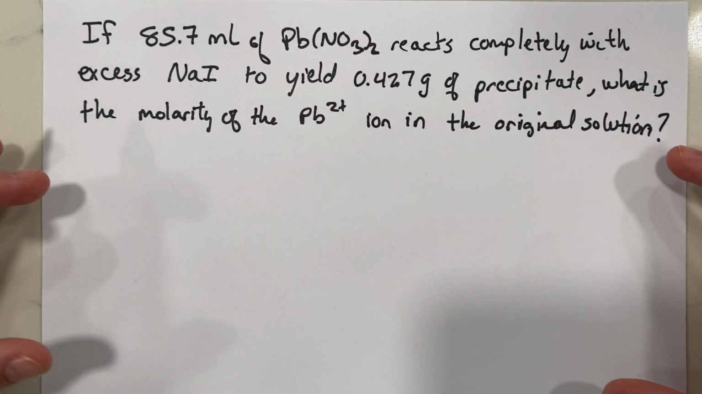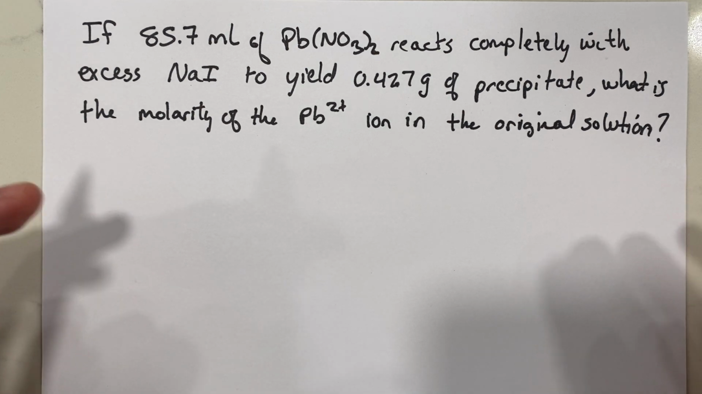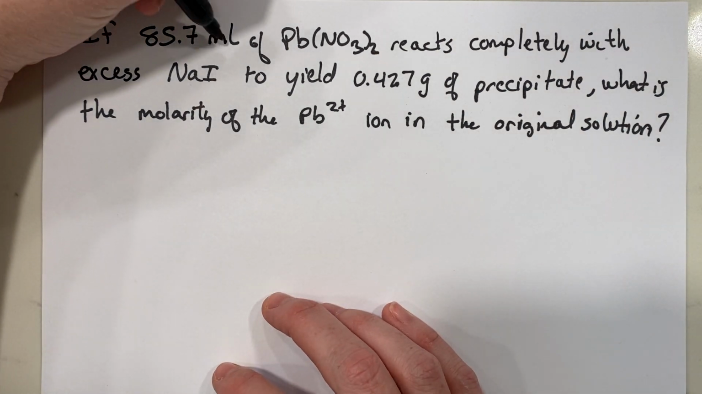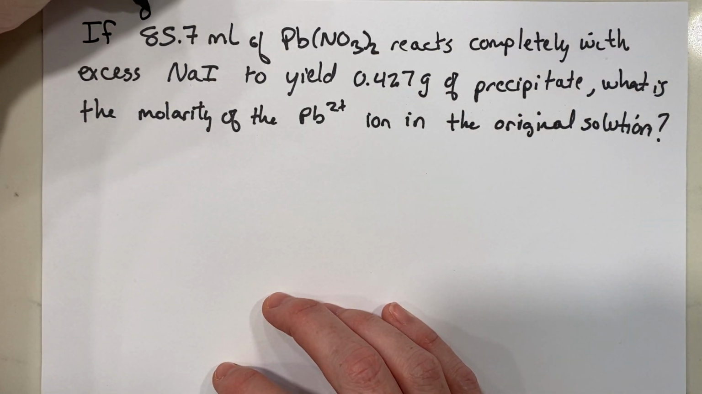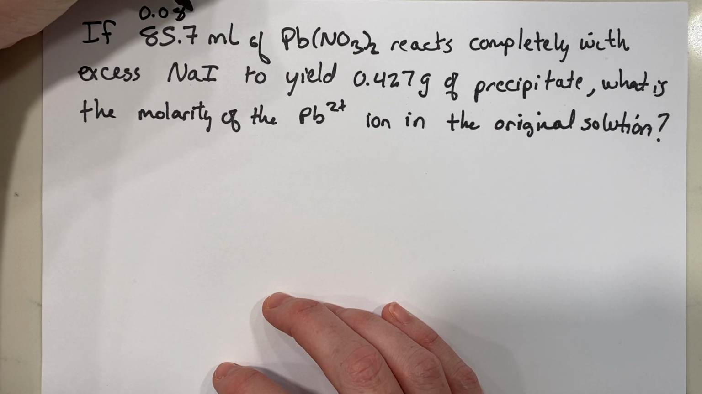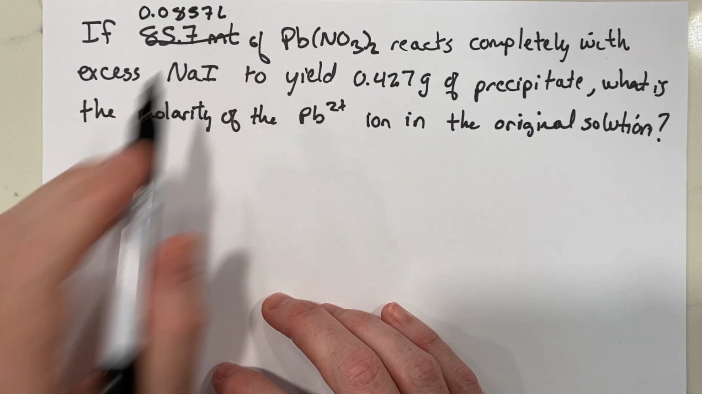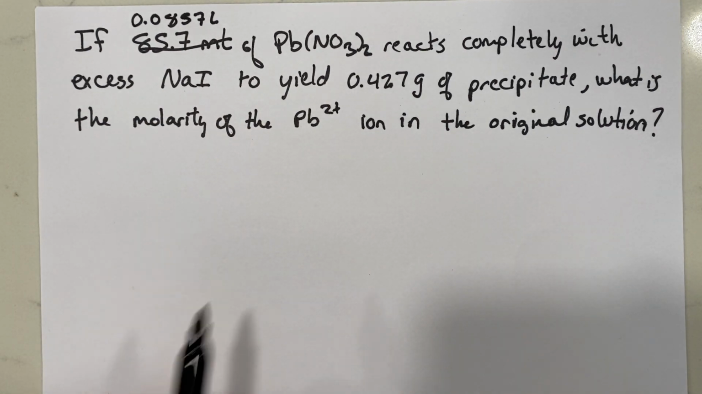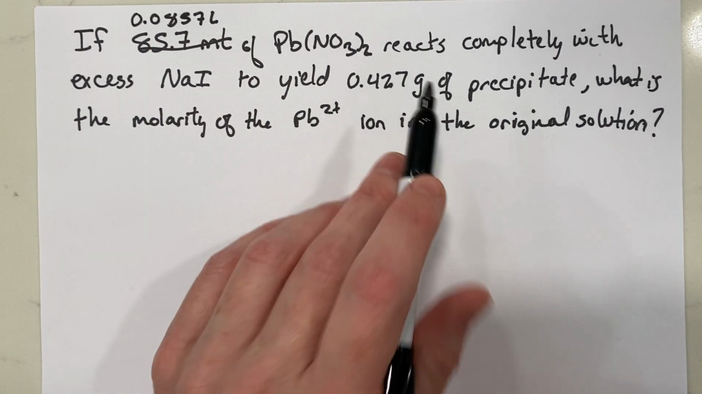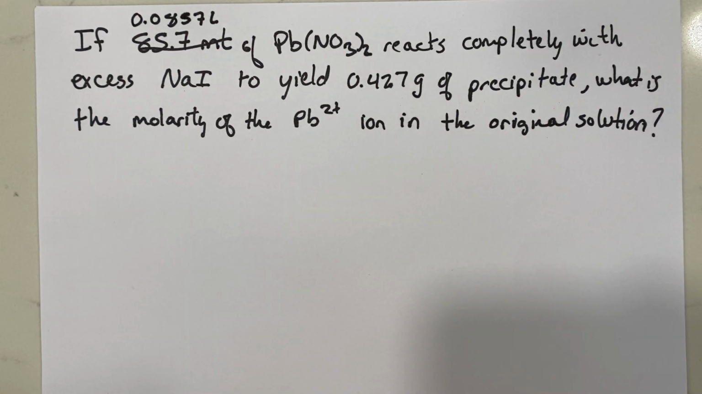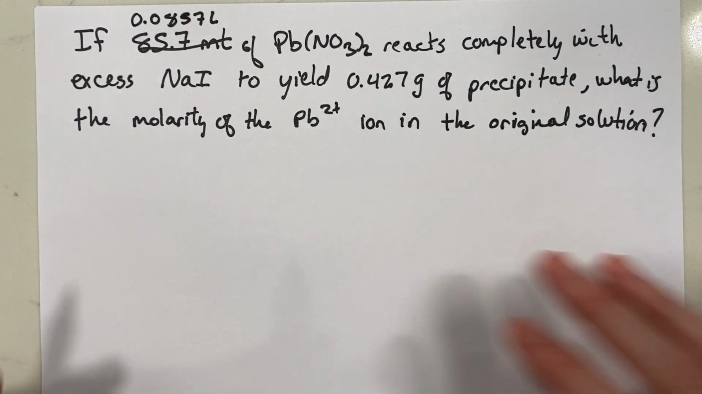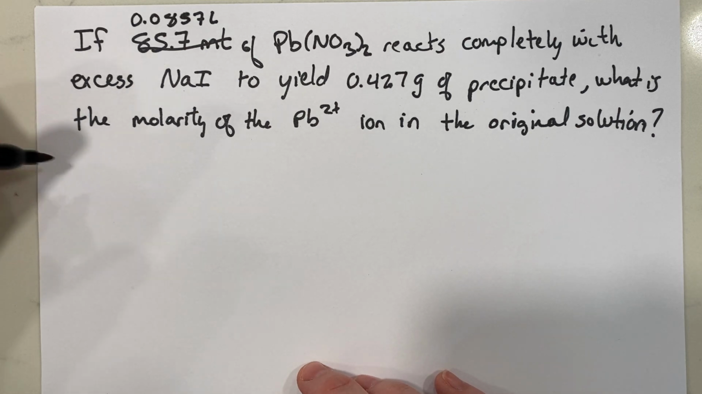So first things first, let's go ahead and balance this reaction. And also change this stuff to liters instead of milliliters. It says 0.427 grams. We would normally immediately turn that into moles, but we can't do that because we don't have the reaction yet. So let's go ahead and write this out.